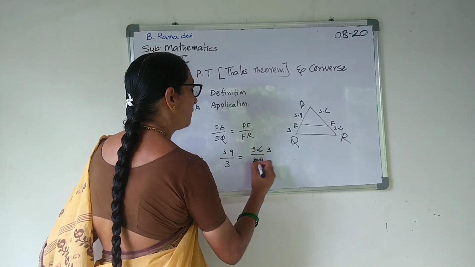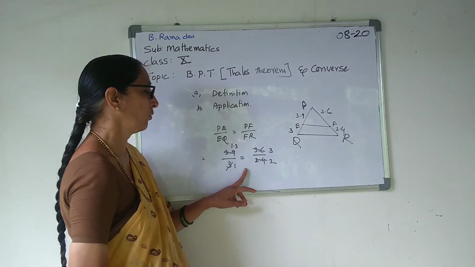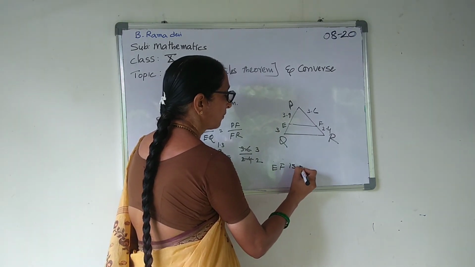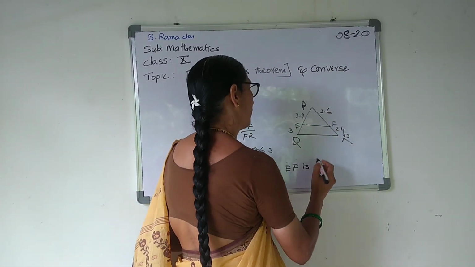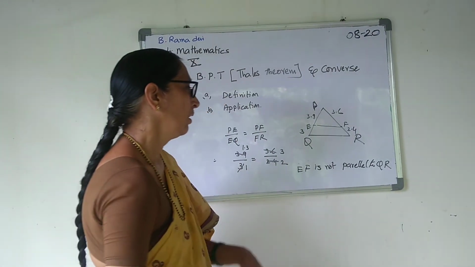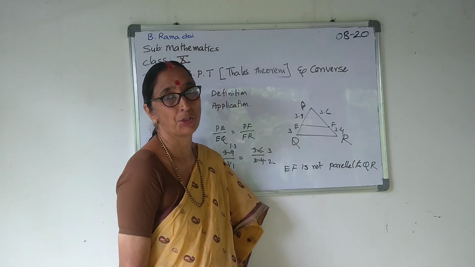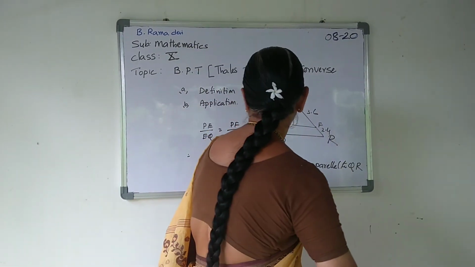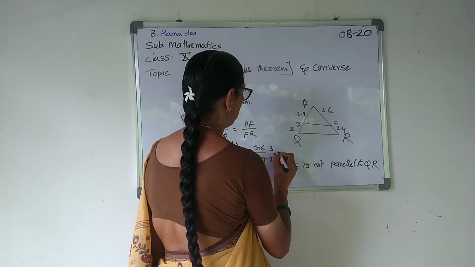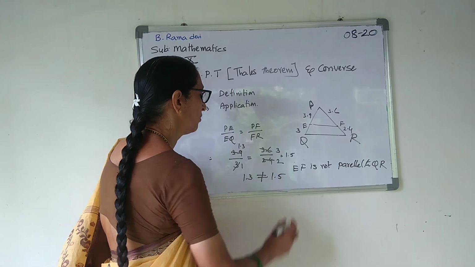This is 3 by 2, but it is 1.3 by 1. So, EF is not parallel to QR because it does not divide the other two sides in the same ratio. 1.3 is not equal to 1.5.